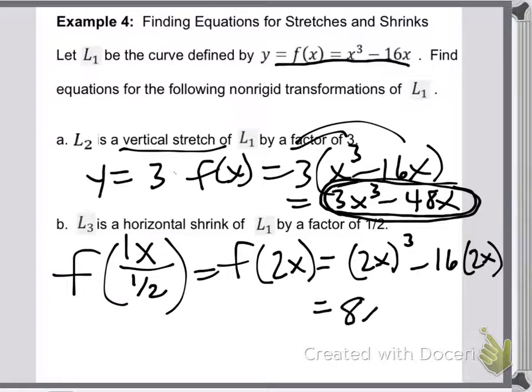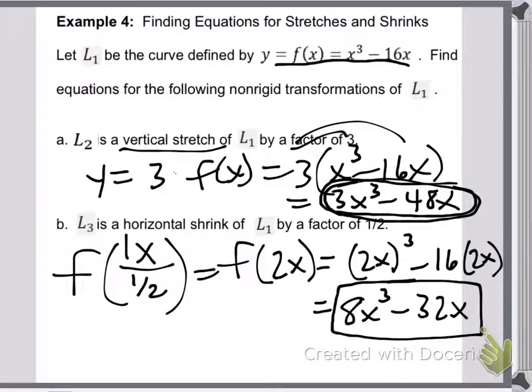Well, that's 8x to the third minus 32x. So that's the function when you shrink it by a factor of a half. Okay, this is an important concept right here. Understanding that x divided by 1/2 really turns into 2x. And then that 2x is what gets plugged into the function.